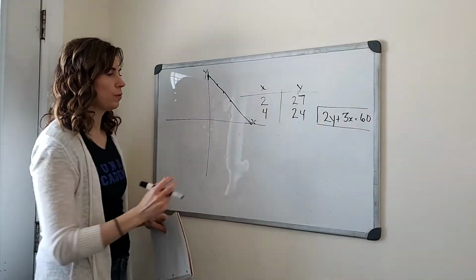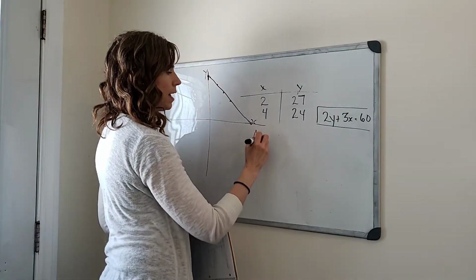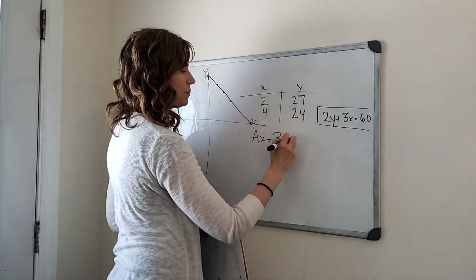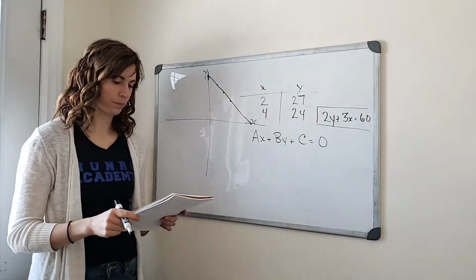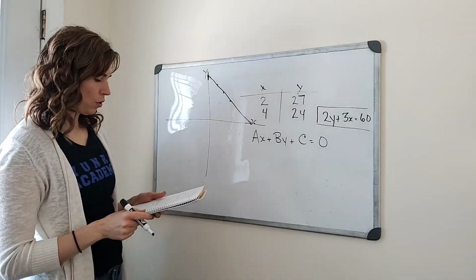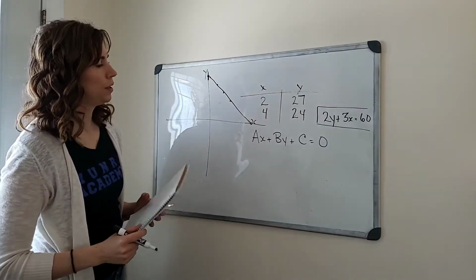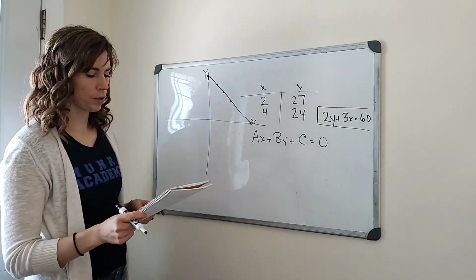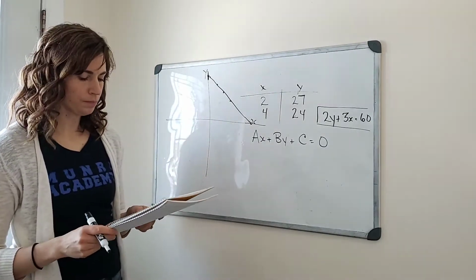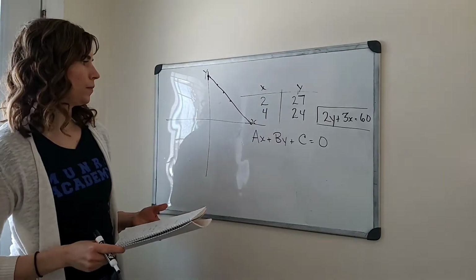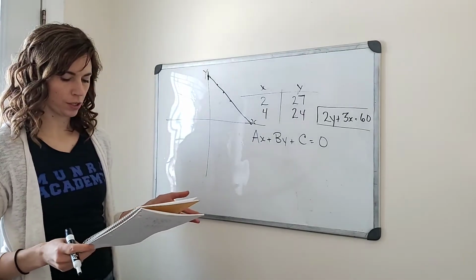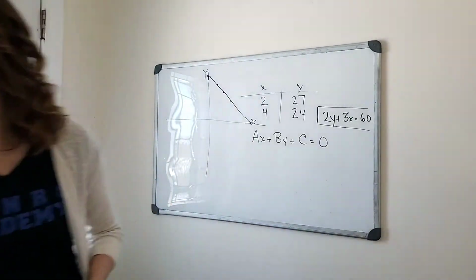So just to review, we know general form looks like this: Ax plus By plus C equals 0. Okay, so we could do a couple things here to find this equation. Why don't we use our slope point form, okay, and then we could change it into this general form. That might be good.